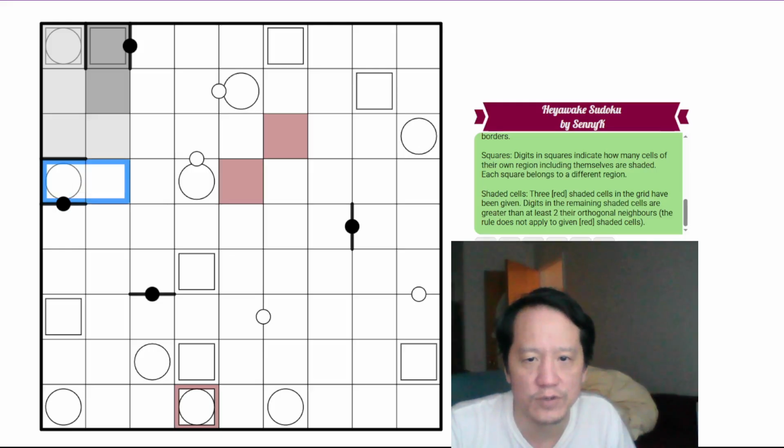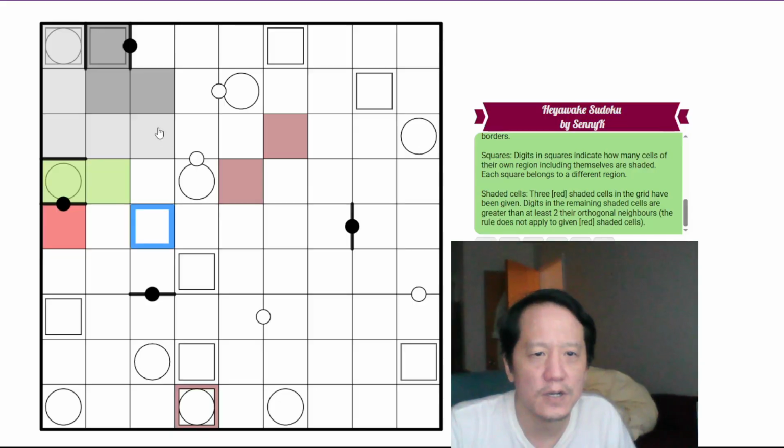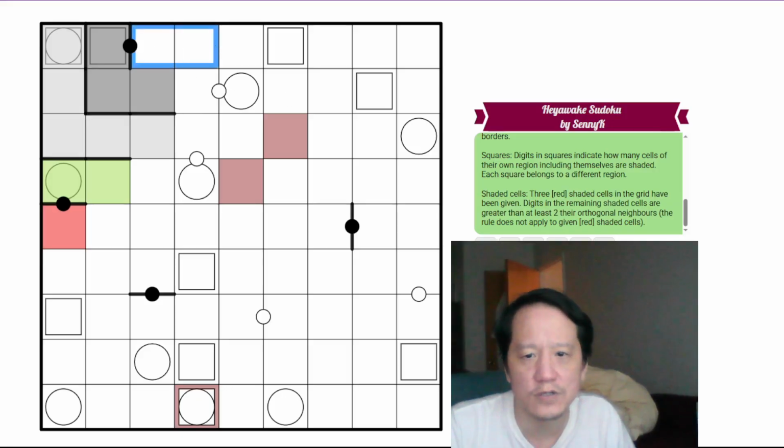This has to go this way, so we'll make that green. I guess we'll make this red here. Light has to go out this way. Medium has to go out this way. Okay. So we have region border here, region border here, here. This is going to be dark. So this is a boundary here. That means medium has to go here.